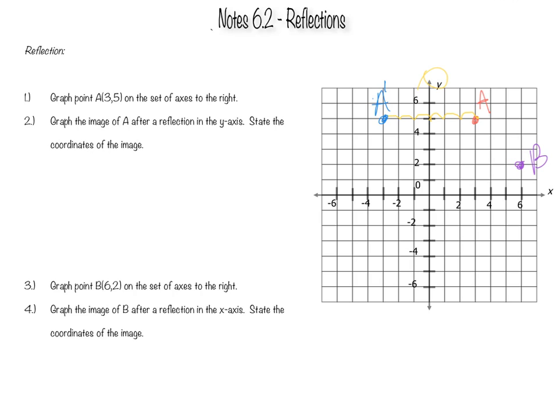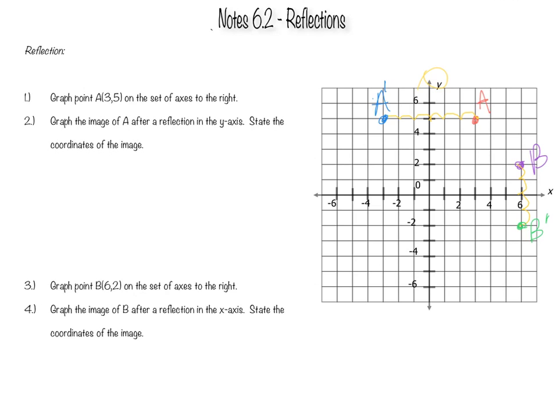We need to make the image on the x-axis. So B is 2 away from the x-axis. So we go 2 away in the opposite direction. And the image of B is right here. Well, it says up above that we need to write the coordinate points.